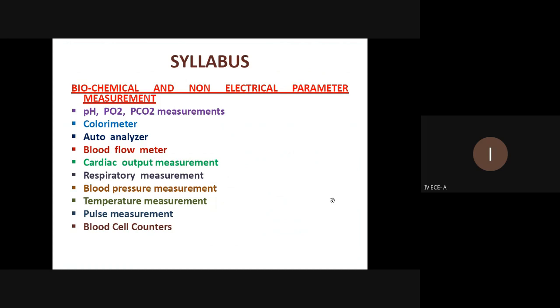Then what is meant by PCO2? PCO2 is nothing but a measurement of partial pressure of carbon dioxide, whereas PO2 is the partial pressure of oxygen. The effective functioning of both respiratory and cardiovascular systems can be analyzed by PCO2 measurement. So that is the thing we have to understand regarding pH, PO2 and PCO2.